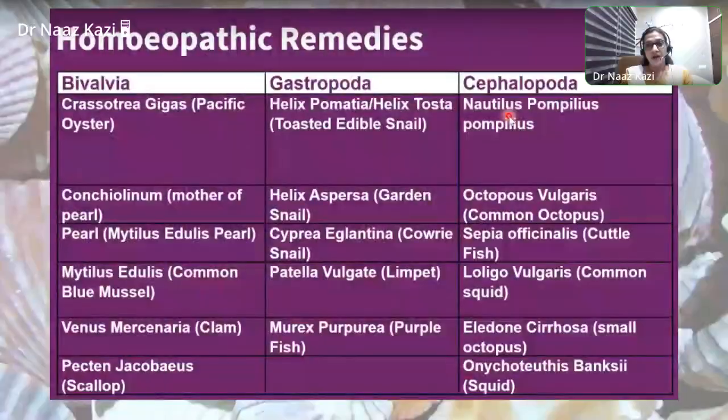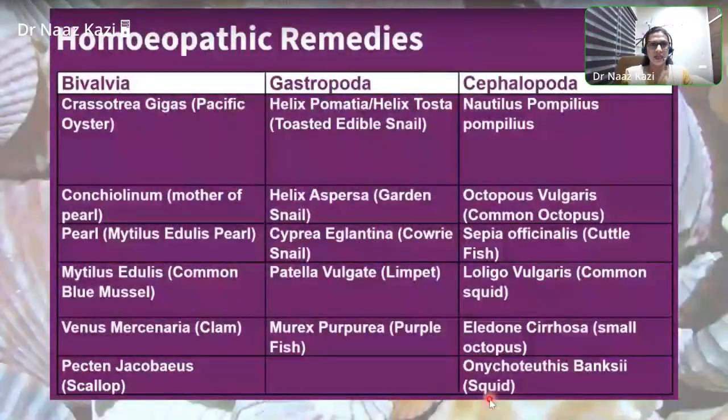In cephalopoda, we have Nautilus, right? We have octopus, sepia, the cuttlefish. Loligo vulgaris, which is the common squid. Eledone moschata, which is the small octopus. Then Onychoteuthis banksii, that is the squid. So these were the remedies from the three classes.